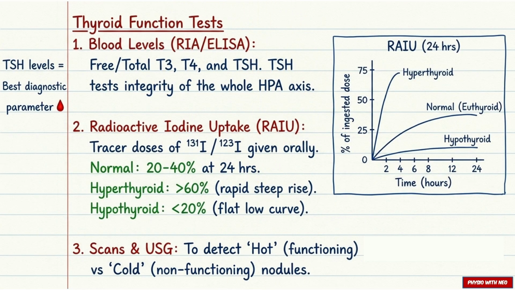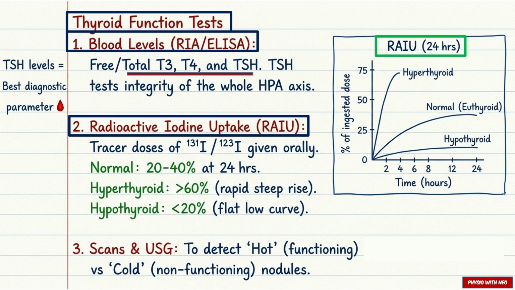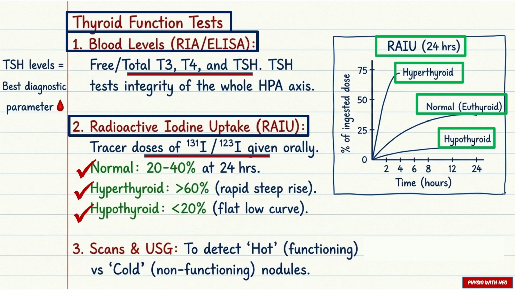This is one of the most favorite topics for viva, thyroid function test. It is done with the help of three clinically important tests. First one is the blood level. In this, free T3, T4 and TSH blood estimation is done by radioimmunoassay and ELISA. Second test is radioactive iodine uptake. Here the traces of iodine 131 or 123 is given orally and radioactive iodine uptake is estimated. In normal condition, it is 20 to 40% at 24 hours. Hyperthyroid, it is more than 60%, and hypothyroid, it is less than 20%. And third clinically important test is scans or USG. It is used to detect hot, functioning, or cold, non-functioning nodules.